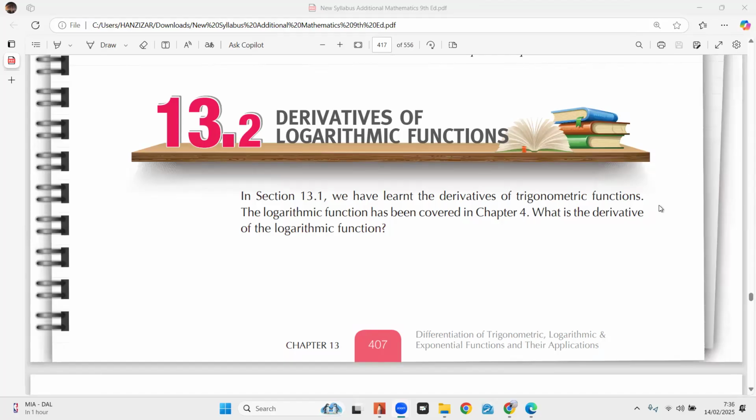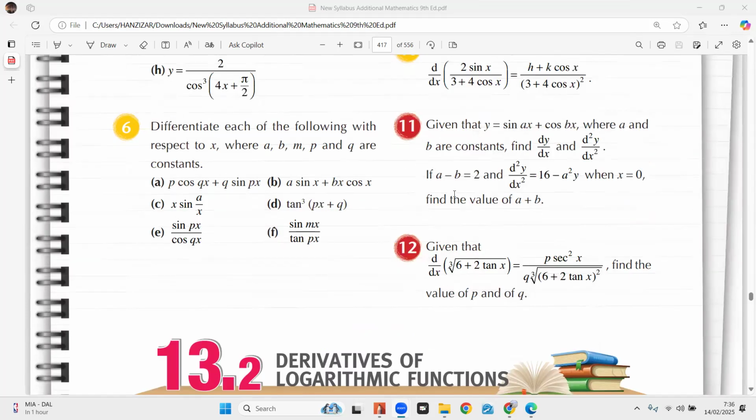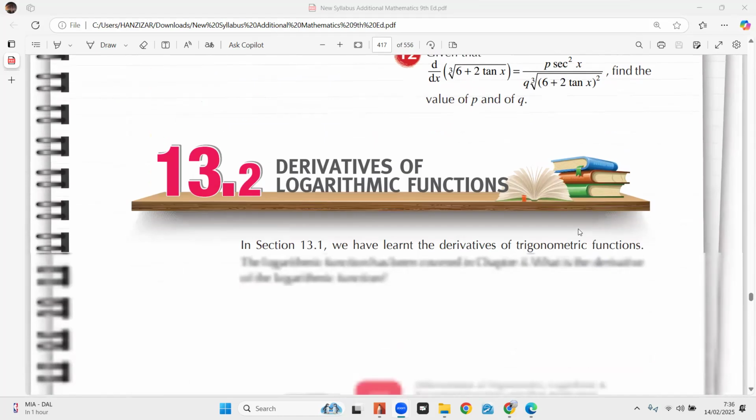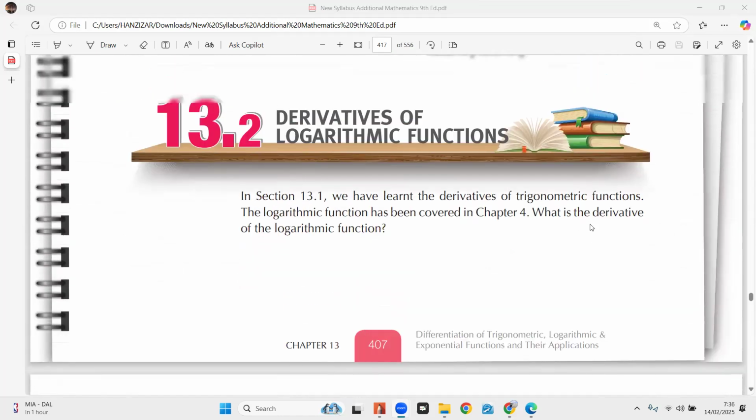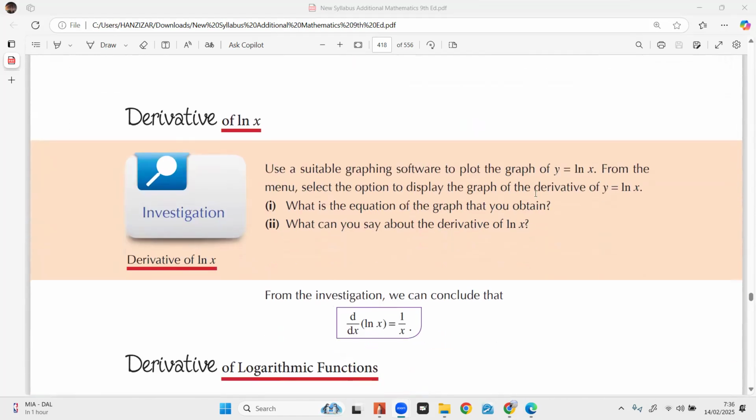Okay, guys, so today we continue from the previous topic, which is the trigonometric function. We continue to the derivative of the logarithmic function. So when you are deriving, you have to understand what a logarithmic function is. As simple as this, they give you the question, the term, d/dx ln x equals 1 over x.